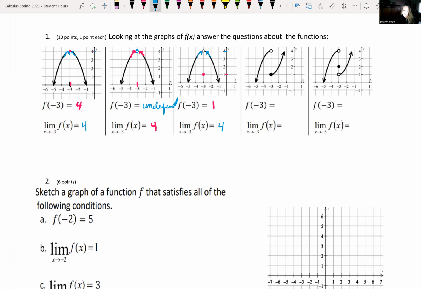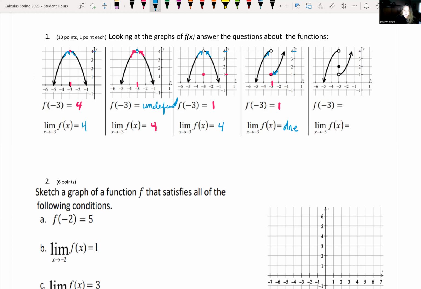Okay, so the fourth graph, looking at f of -3. When x is -3, there's a jump in the graph. Notice that solid circle here. At x equals -3, our y value is 1. If I look though at the limit as x is approaching -3, on the left-hand side, I'm getting closer and closer to that y value of 4. But on the right-hand side, as I'm getting closer and closer to x equals -3, my y value is 1. If the left and right limits do not equal each other, then that limit does not exist.